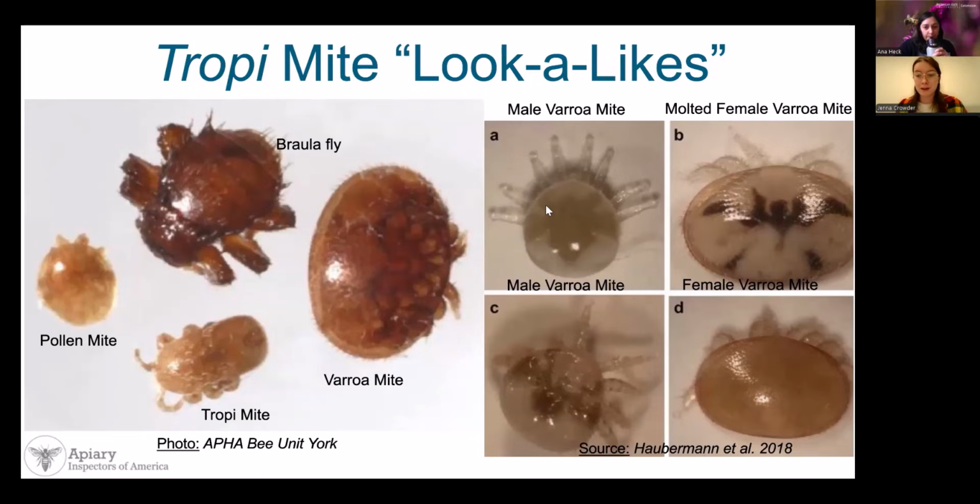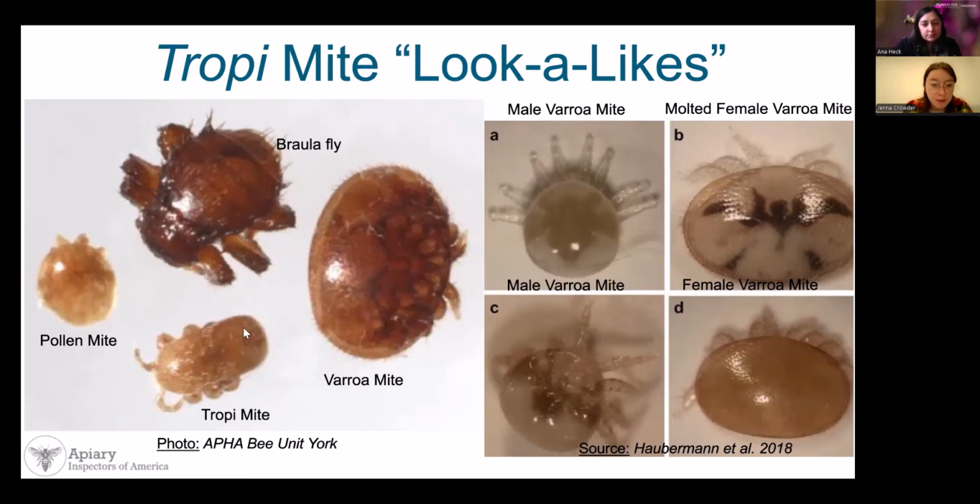Their legs are splayed out a little bit differently, and they lack that distinct anal plate. Some other lookalikes would be a pollen mite. There have been some case studies recently of beekeepers reporting pollen mites as potential Tropilaelaps mites, and then those specimens turned out to be, thankfully, pollen mites, and you can see they also lack that distinct anal plate.